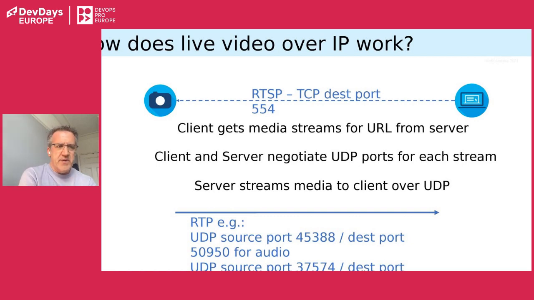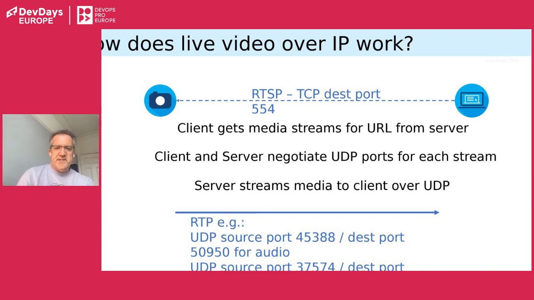I've got one here at home, which hopefully I'll show you in a bit. Basically, what you do is your app, so I'm using VLC as my application, VLC will connect to my camera. It'll ask for a URL. What happens then is that the camera and VLC effectively negotiate UDP ports for each stream that's going to be sent. And then that media gets sent to VLC over UDP.